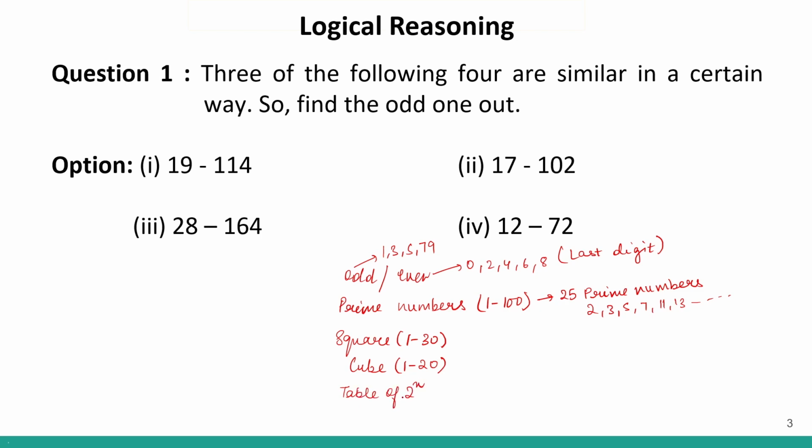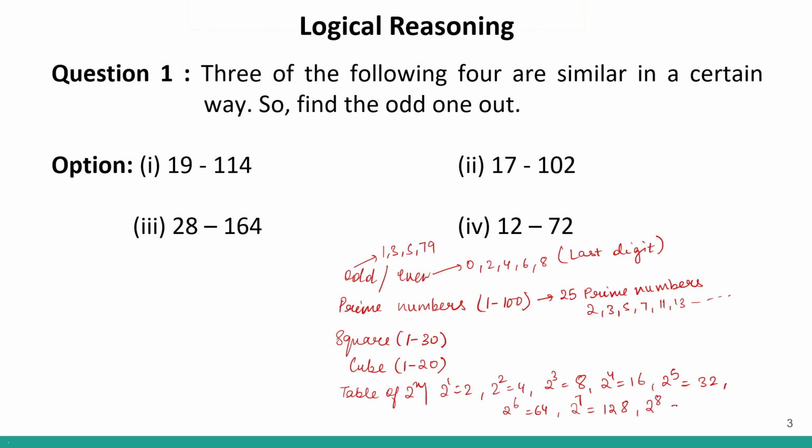2 raised to the power x. That means 2 raised to the power 1 is 2. Similarly, 2 raised to the power 2 is 4. 2 raised to the power 3 is 8. 2 raised to the power 4 is 16. 2 raised to the power 5 is 32. 2 raised to the power 6 is 64. 2 raised to the power 7 is 128.